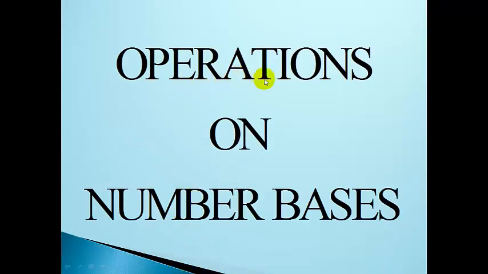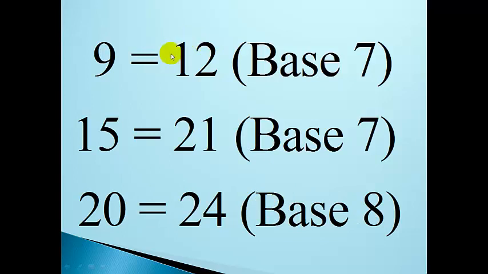Now let's look at operations on number bases. 9 is equal to 12 base 7. Why is 9 equal to 12 base 7? How many groups of 7 do we get in 9? We have only one group, and the remainder is 2. Normally we write the remainder first before the number of groups. So take note. 15 equals 21 base 7.